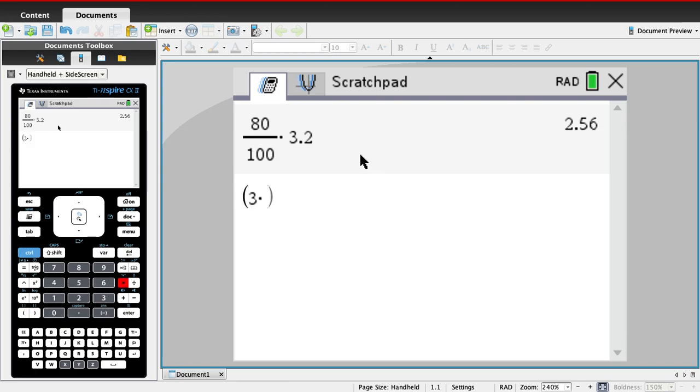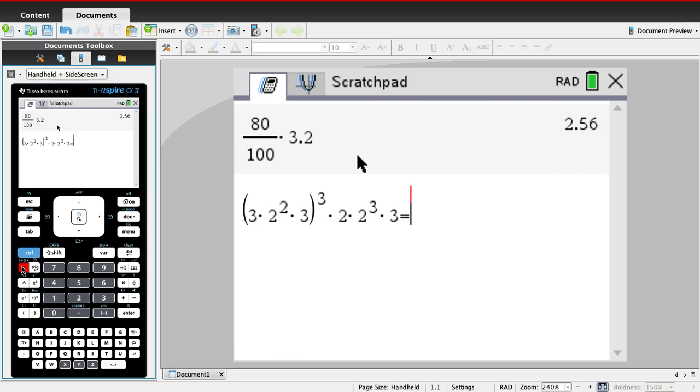So 3 times 2 to the power of 2 multiplied by 3, all to the power of 3, times 2 times 2 to the power of 3 times 3. And I'm going to put in my equal sign so that I can test this. 54 times 2 to the power of 9 times 3 to the power of 4.